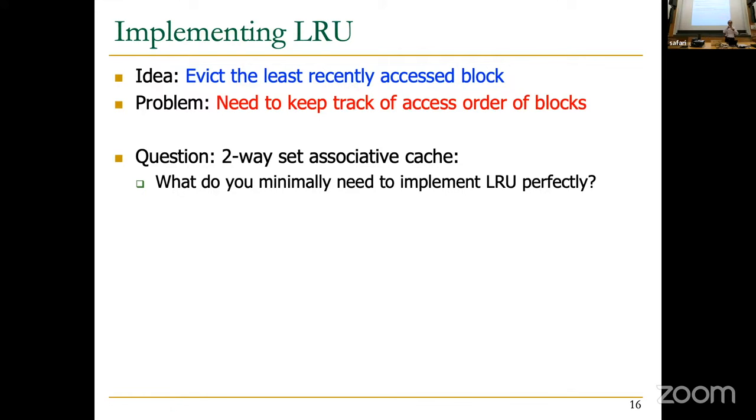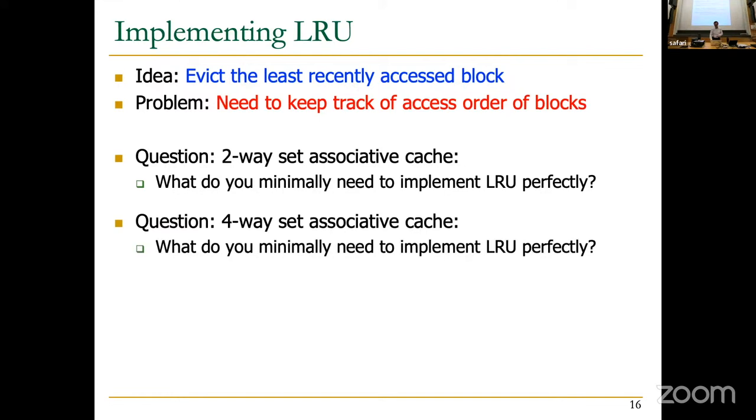Exactly. 1 bit to distinguish which one is the least recently used. Basically, you point to the way that actually is the least recently used or most recently used. Okay, so that's the minimal. Actually, 1 bit. You can do it with more bits, of course, but minimal is 1 bit. Okay, now let's make the question a bit harder. If you have a 4-way set associative cache, how many bits do you minimally need to implement LRU perfectly?